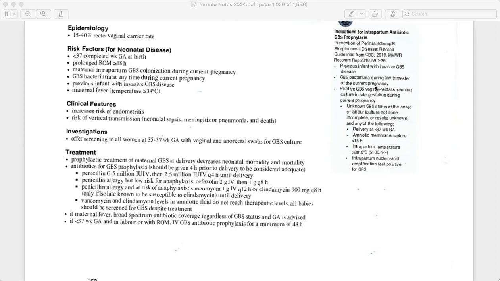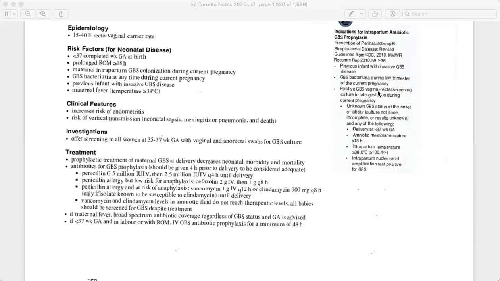But still, it's not written in the book. It says in the current pregnancy. So just stick with this one. GBS bacteria during any trimester of the current pregnancy. If it's current pregnancy, then you can give. Otherwise, in the previous pregnancy, it's kind of controversial. You can see based on the scenario what they're asking. And if you have an option, you can choose that one.